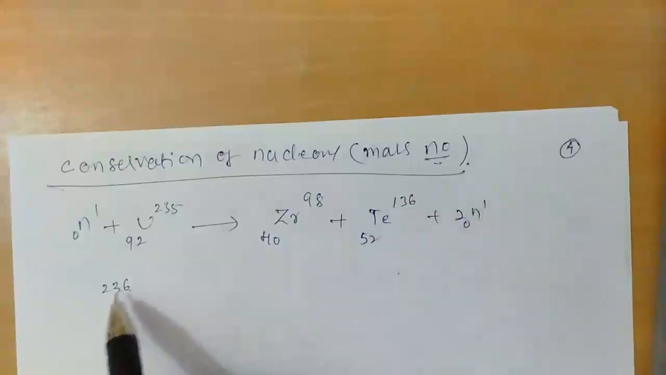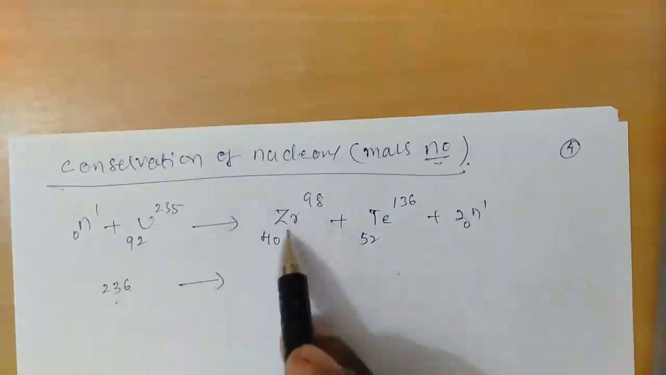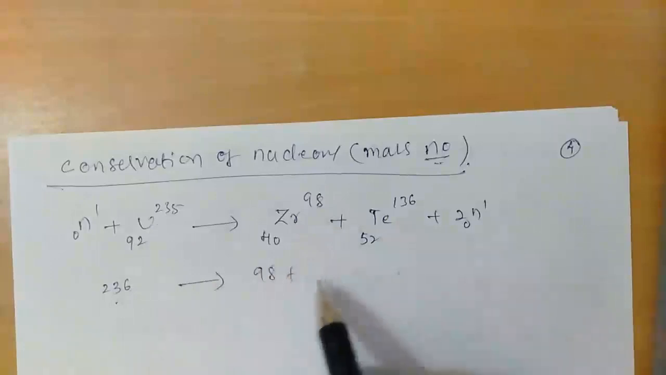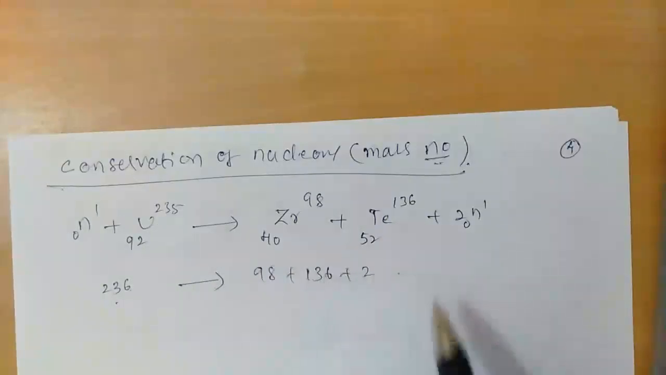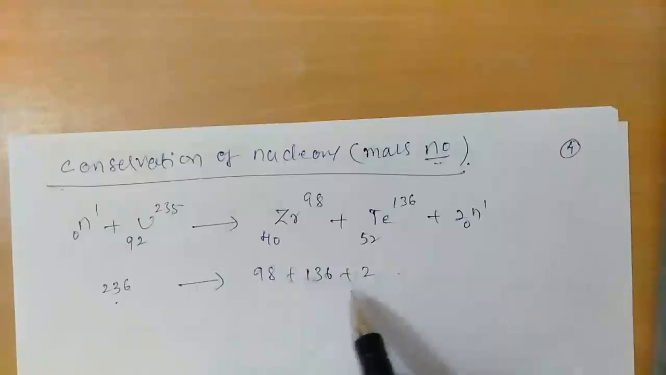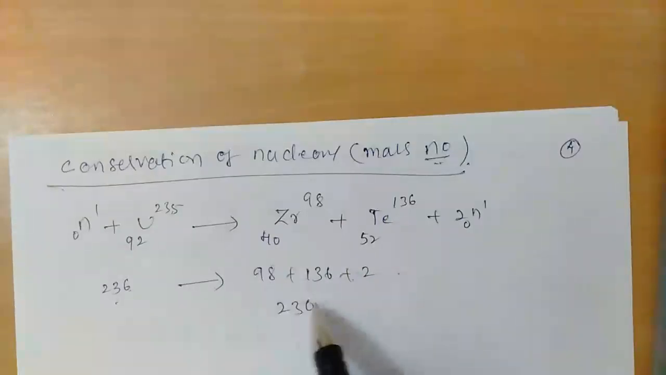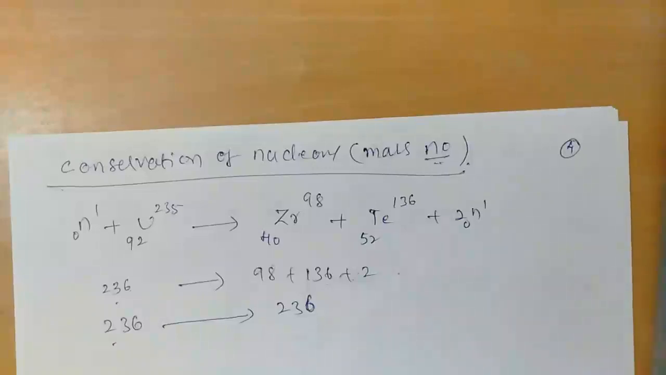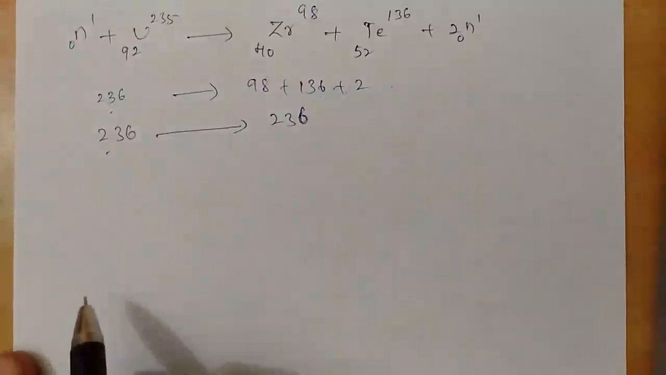So the mass number before the reaction is 236. After the reaction, the mass number for this is 98, and for beryllium it is 136, plus 2 neutrons are formed, so it is plus 2. If I add this, it will definitely be 236: 98 plus 2 is 100, and plus 136 is 236. So before the reaction the mass number was 236, and after the reaction the mass number is 236. Therefore this conservation law is satisfied in case of nuclear reaction.